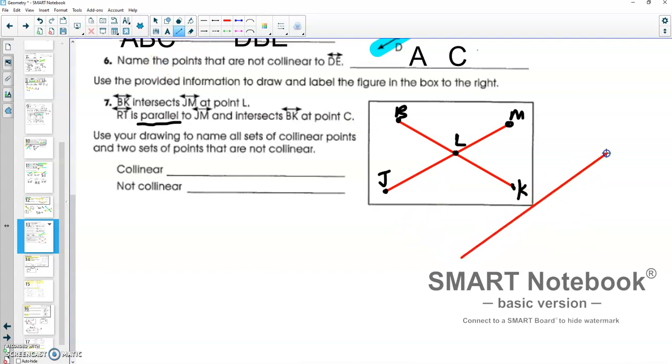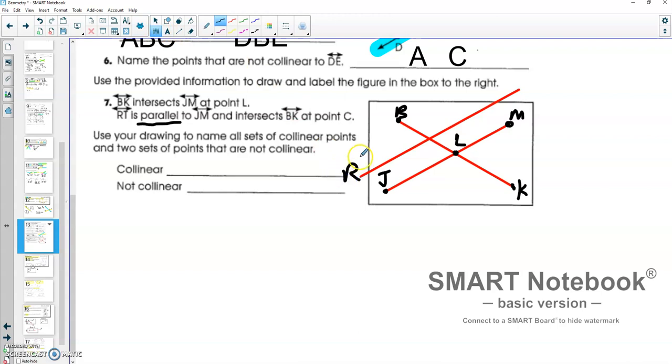Now, if I drew this line, is it parallel? Yeah, close. Okay, I'm going to assume that these are parallel. But is it intersecting BK? Is it crossing this line at a point? No. So what I have to do is move it right here. Let's make it more parallel looking. Now, is this line parallel to JM? Yeah. And is it crossing BK, intersecting BK? Yes, it is.